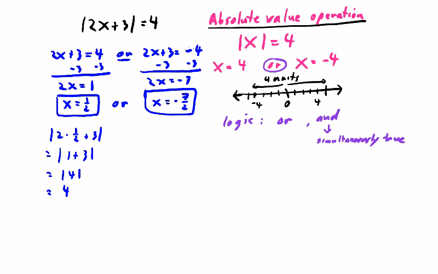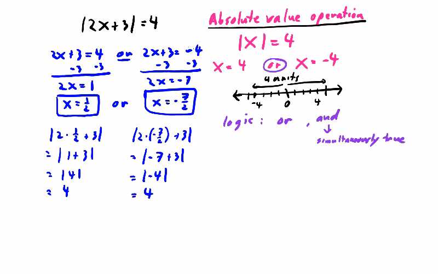If we were to substitute in negative 7/2, the absolute value of 2 times the negative of 7/2 plus 3 would be equal to the absolute value of -7 plus 3, which is the absolute value of -4, which in fact is 4. So whether we put 1/2 into the original equation, or -7/2, either one will make the original equation true. So we have two possible solutions now instead of one, like we did when there were no absolute value signs.